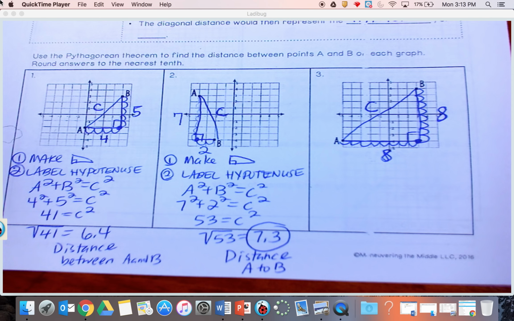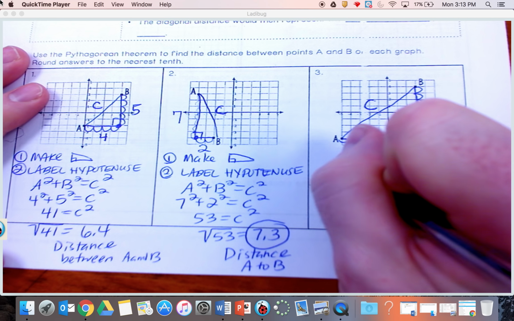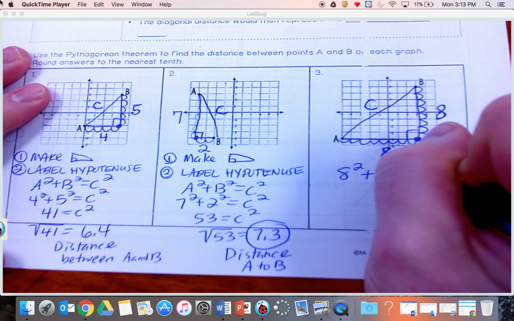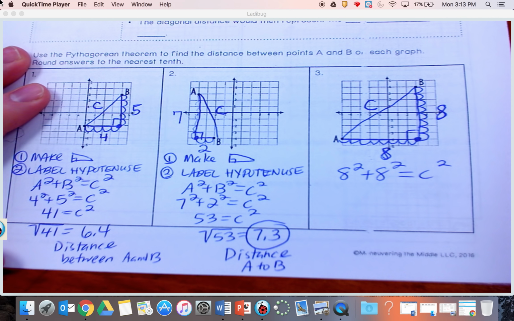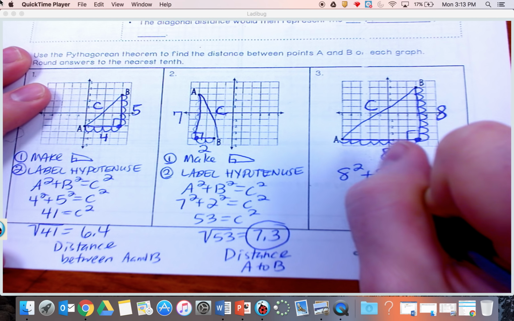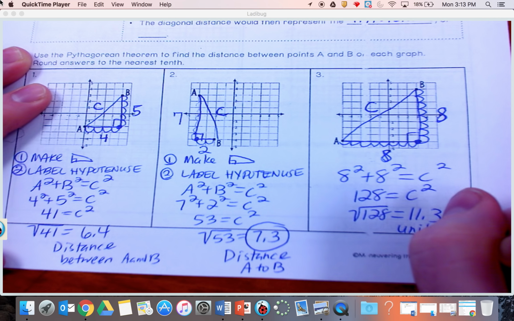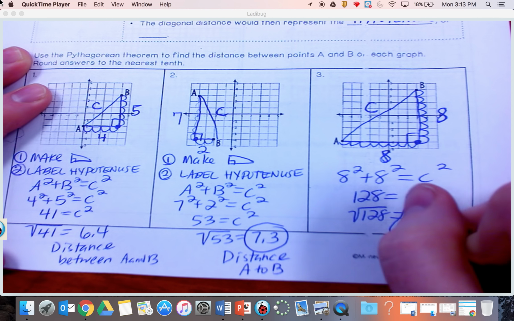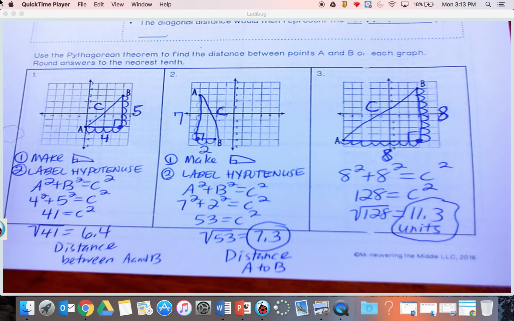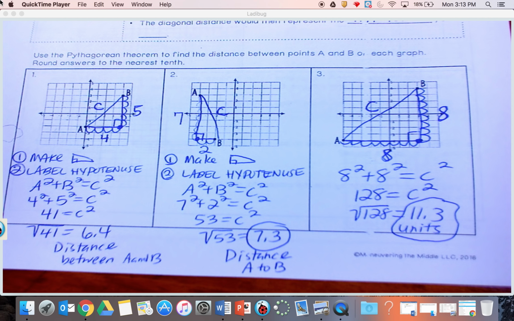And I put it in there, and you should be able to find that that's 8 squared and 8 squared there. And it becomes 128. If you take the square root of that, I get 11.3. Those are my units for that one, 11.3. So I have that one solved, and I'm good to go.